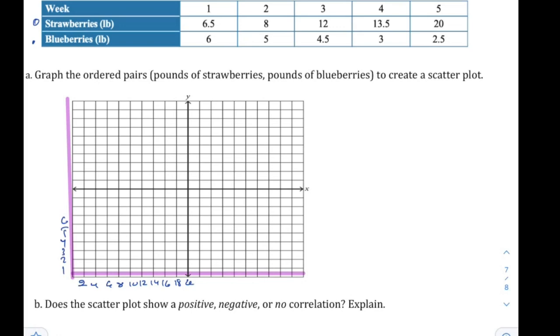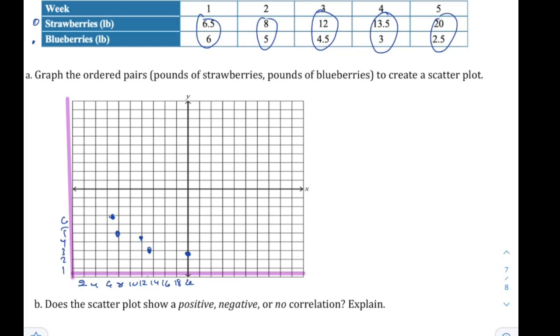Let's try to plot. The first ordered pair is 6.5 with 6. So 6.5 will be somewhere here with 6. And then we have 8 and 5. Then 12 and 4.5, sorry, 12 and 4, somewhere here. Next, we have 13.5 and 3. This is 13, and this is 13.5. Then 20 and 2.5, somewhere here. This is called the scatter plot.